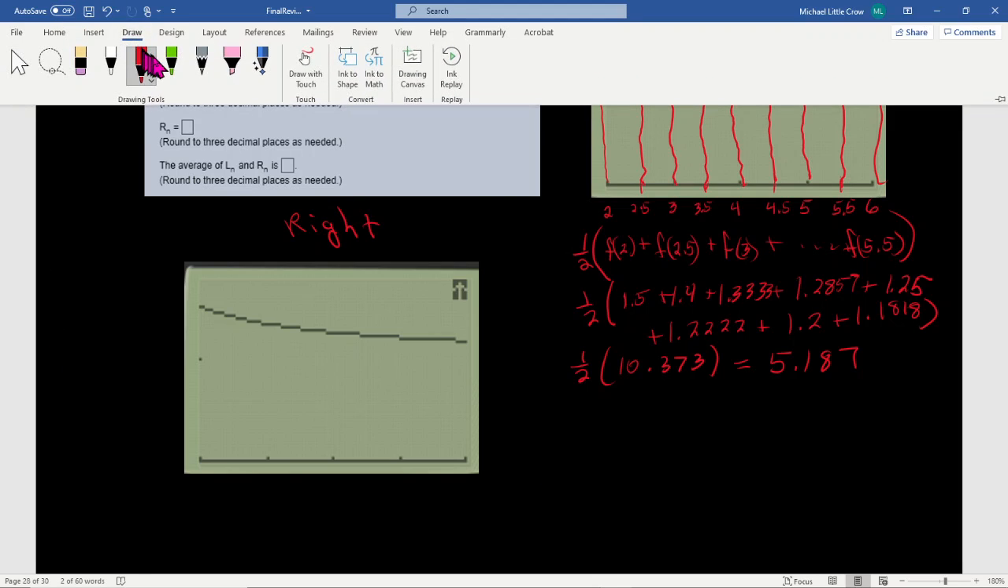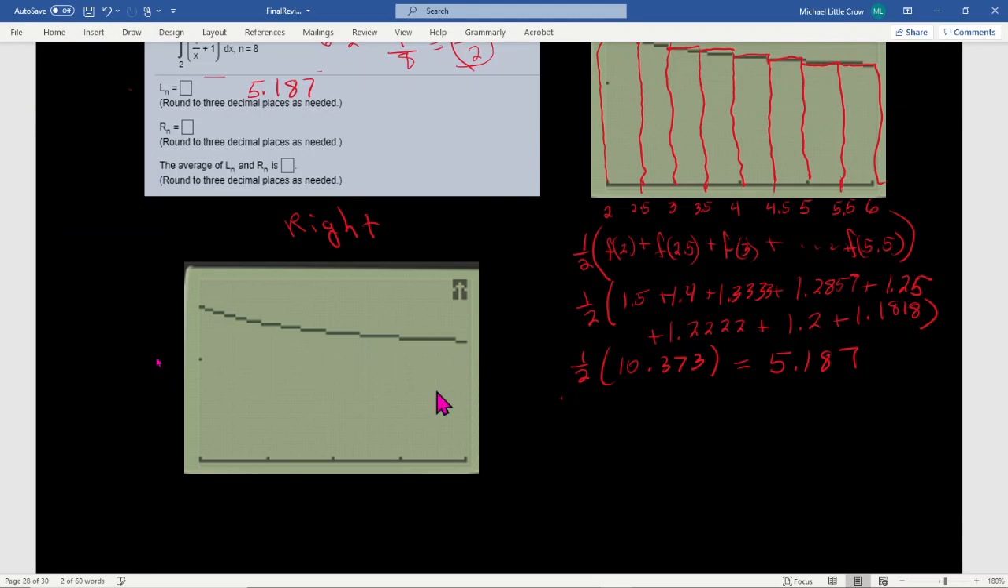So let's draw this one. I'll go with the red. And again, this one I'll do a little bit better. I'll start at the right side, because that's what we do. We start from the right and we work to the left. Again, our intervals are by 1/2, so I have the same thing. I'll label them 2.5, 3, 3.5, 4, 4.5, 5, 5.5, and 6.